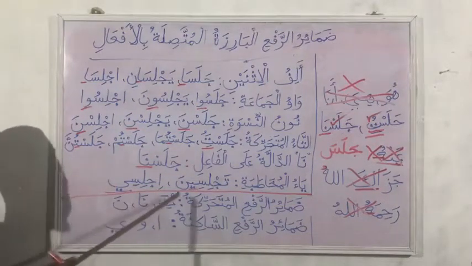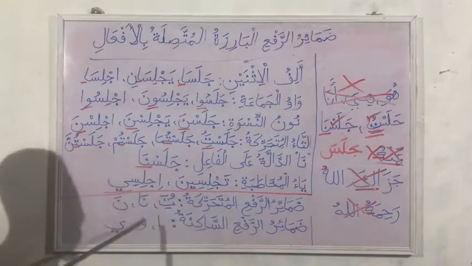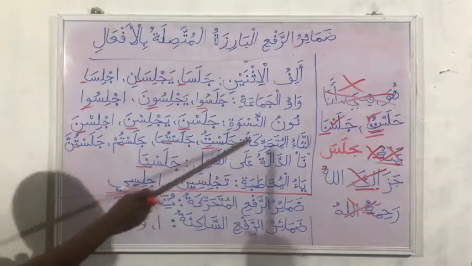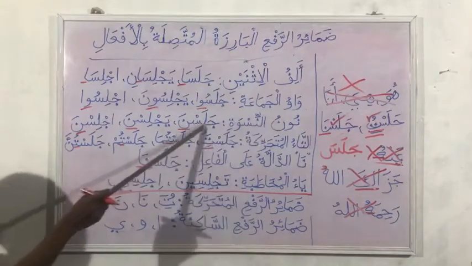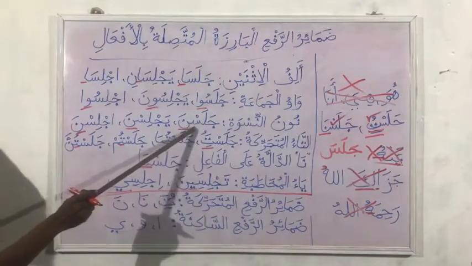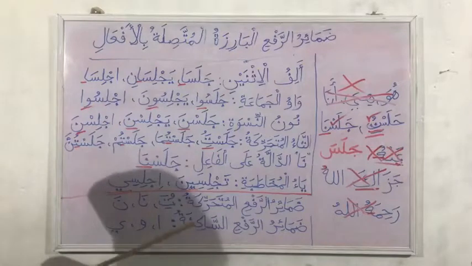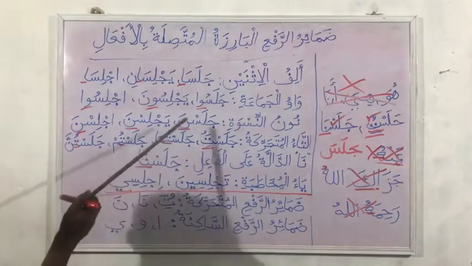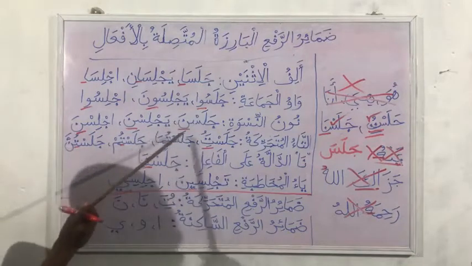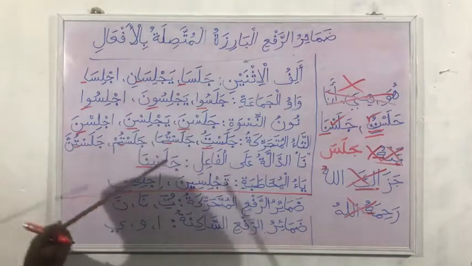So they are what? ضمائر الرفع المتحركة. They are the ones that are taking haraka. So looking at the examples we have here, from jalasna, from nuun niswa, we have jalasna. You can see the sin is taking sukun. So the last letter of the verb must take sukun if you are going to have ضمائر الرفع المتحركة, that is the pronouns that are taking haraka, that are taking vowels.